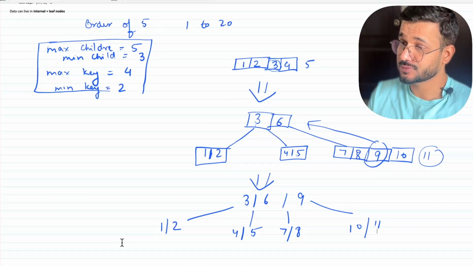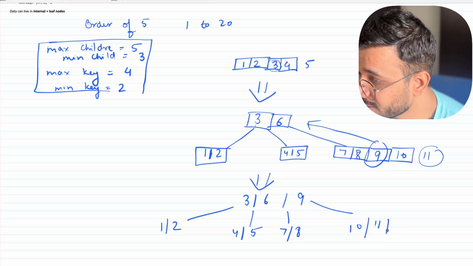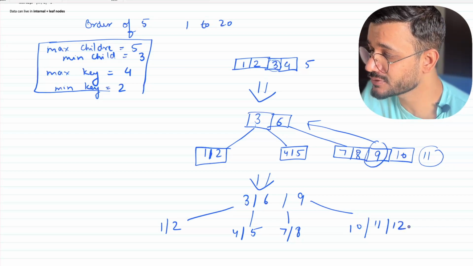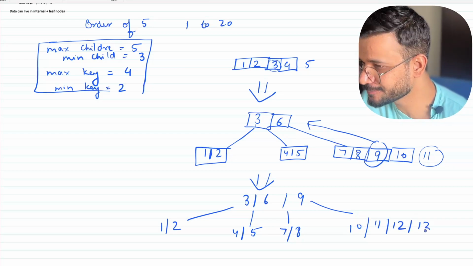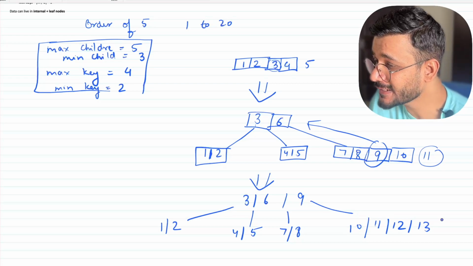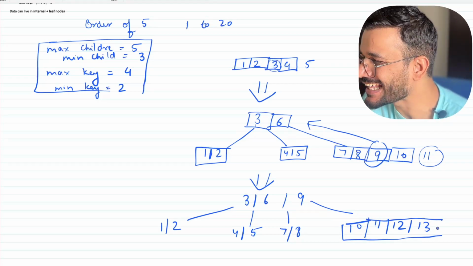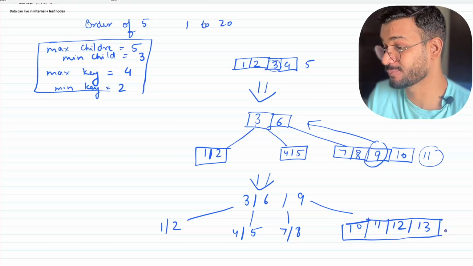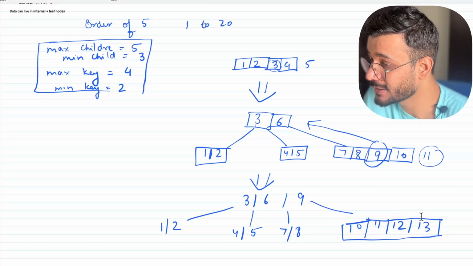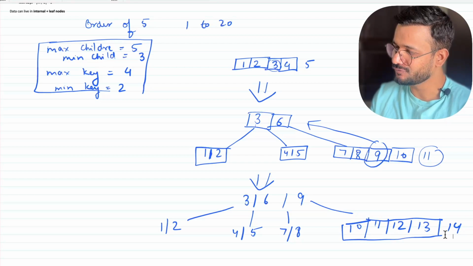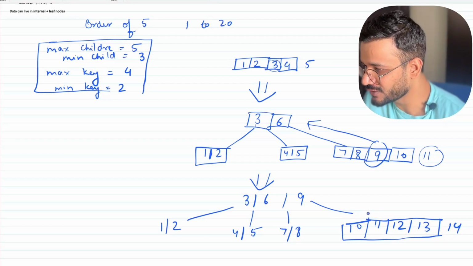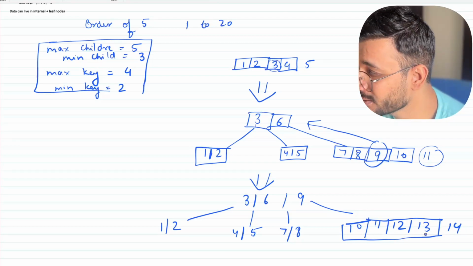Now we need to insert 12. So 12 will be inserted next to 11. You'll have 13. And now the fifth element, that is 14, has to be added. We'll do the same split now. To make the 14 happen, we'll find the center of this tree: 10, 11, 12, 13 and 14.